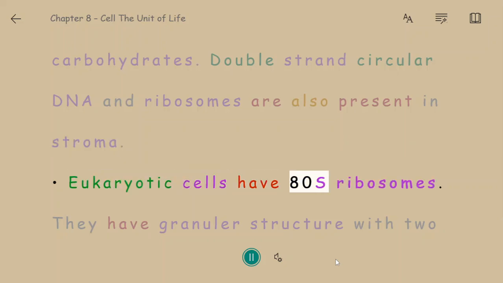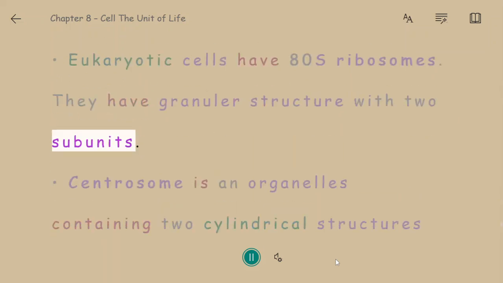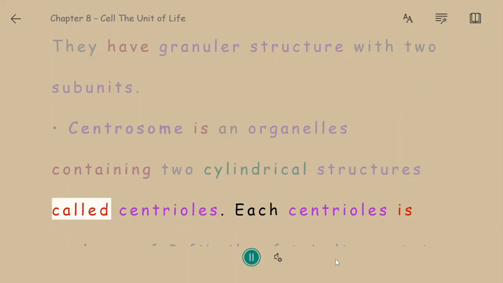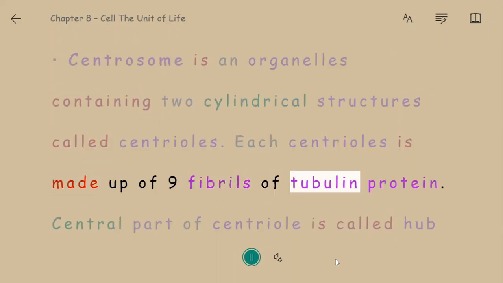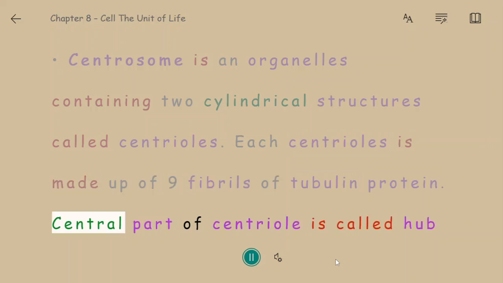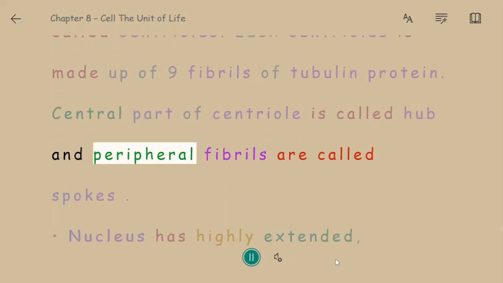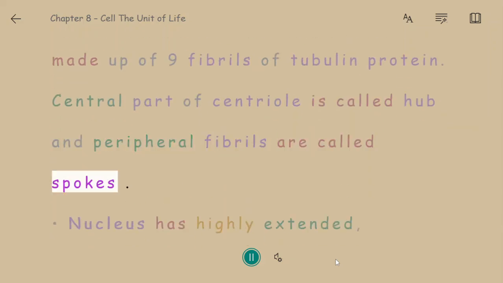Eukaryotic cells have 80S ribosomes. They have a granular structure with two subunits. Centrosome is an organelle containing two cylindrical structures called centrioles. Each centriole is made up of 9 fibrils of tubulin protein. The central part of the centriole is called hub and the peripheral fibrils are called spokes.